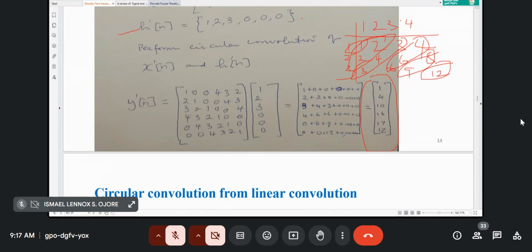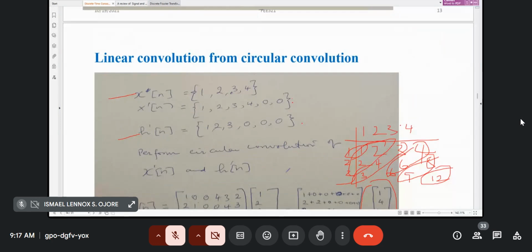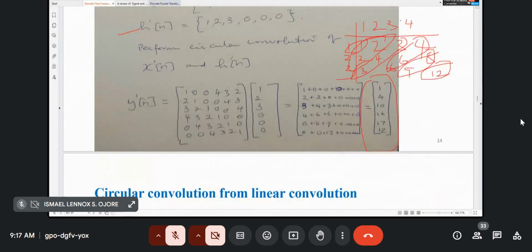So it means you can find the linear convolution through circular convolution. And to do circular convolution, you have to make your two sequences the same size, and the size of the output sequence if you were using linear convolution. Does anybody have a question with this one?